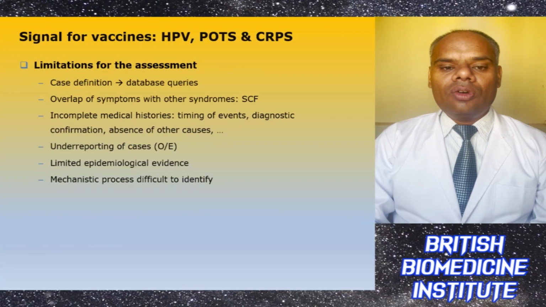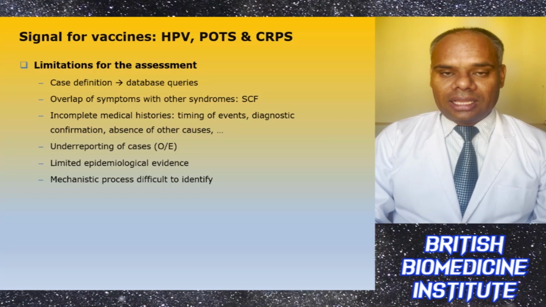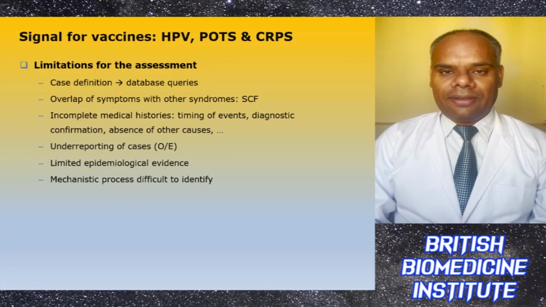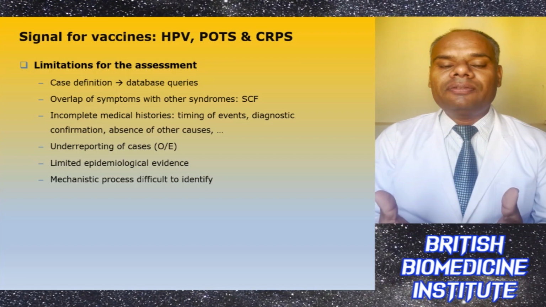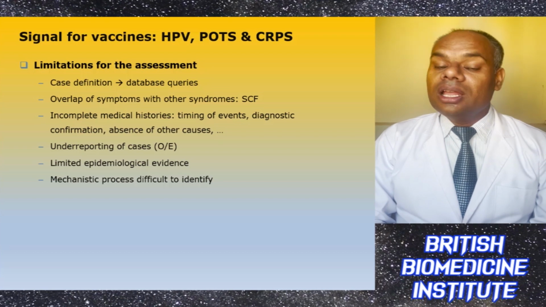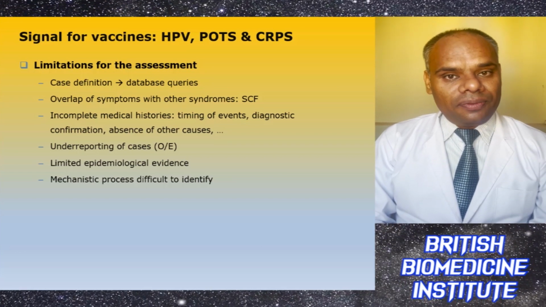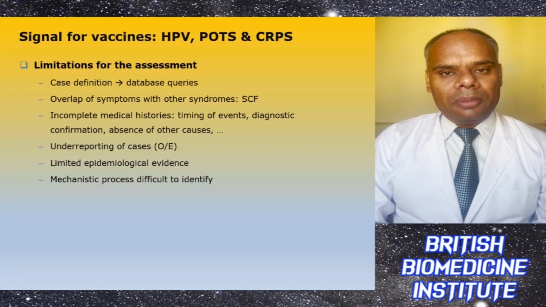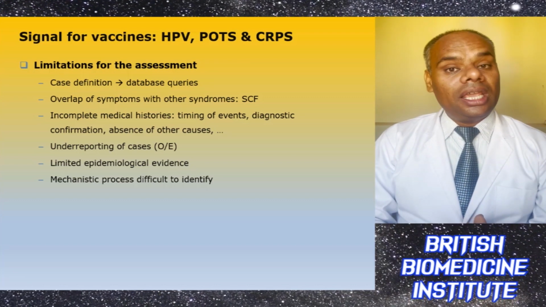In order to identify the signals for HPV, POTS or CRPS, we can search the database and work on the queries. There can be an overlap of symptoms with other conditions like CFS. There can be incomplete medical histories, timing of event, diagnostic confirmations or absence of other cases also. There can be underreporting of cases, OE. There can be limited epidemiological evidence, and the mechanistic process will make it difficult to identify adverse events related to the vaccination program.